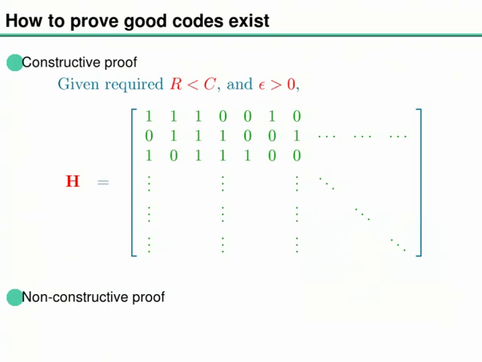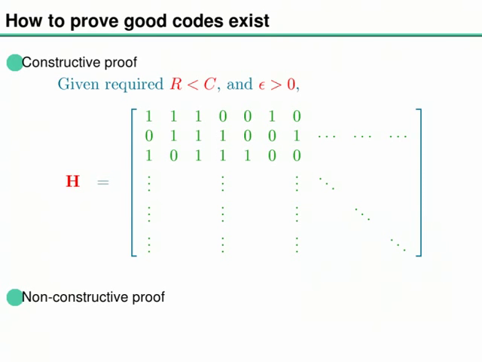And you follow the algorithm, and out comes H, an enormous great matrix, which has the property that its rate is bigger than R, or equal to it, and its error probability is smaller than epsilon. That would be called a constructive proof. And constructive proofs are polite in civil society, that if you say something is true, it's nice if you can actually show that it's true.